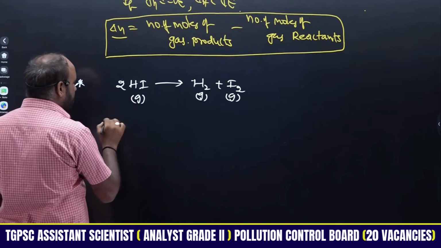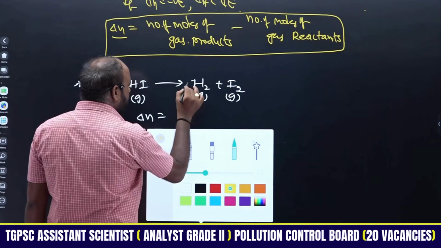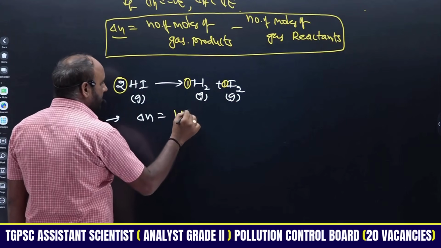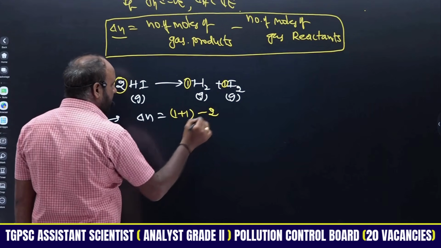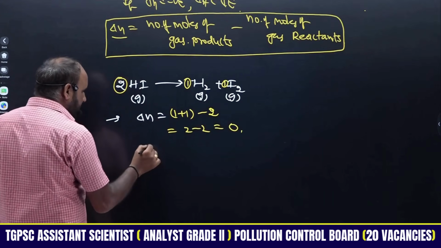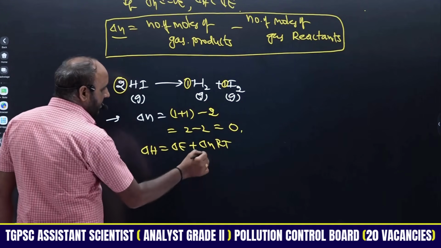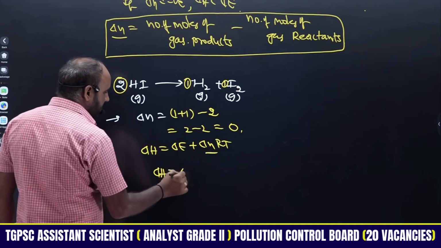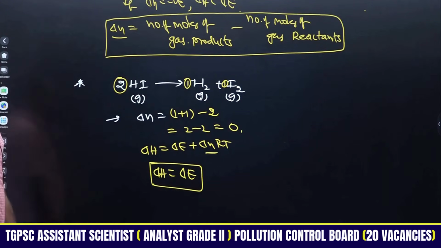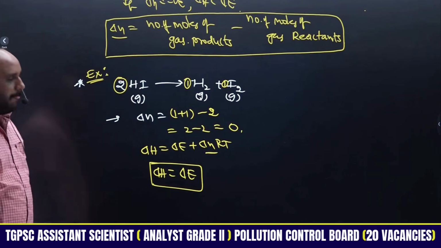Okay, right. First what we have to consider? Delta n, number of moles of products. Here 1 mole is there, here 1 mole is there. Here how many? 2 moles are there. So that is 1 plus 1 products minus 2 reactants, that is 2 minus 2, that becomes 0. When delta n is 0, the relation is delta H equals delta E plus delta n RT. So delta n is 0, therefore in this condition delta H is equal to delta E, right? So this is the one example we will get the relation, right?